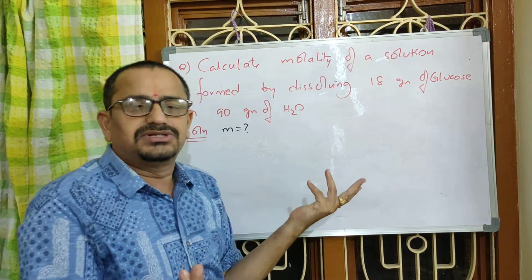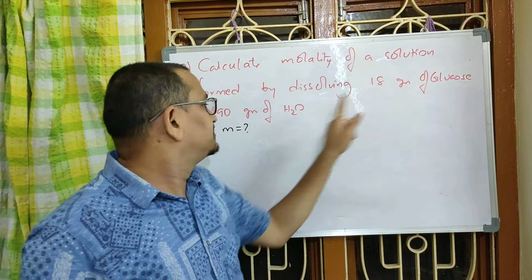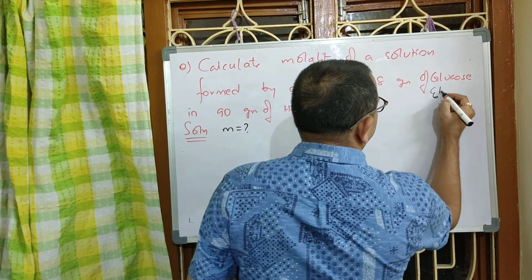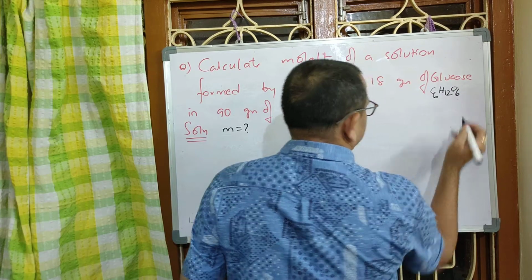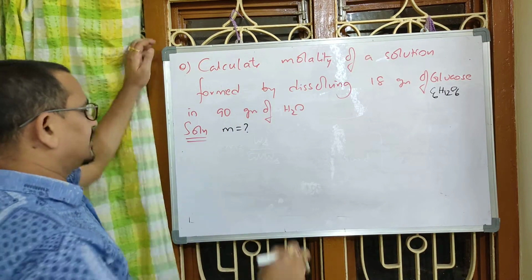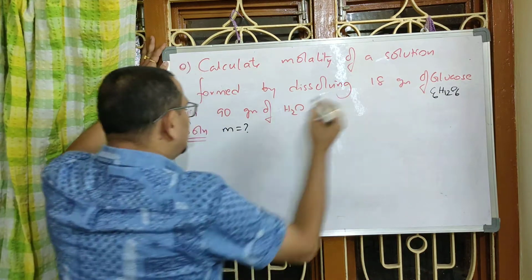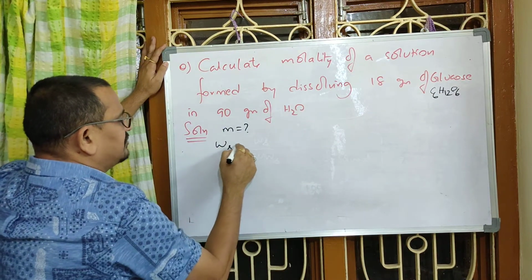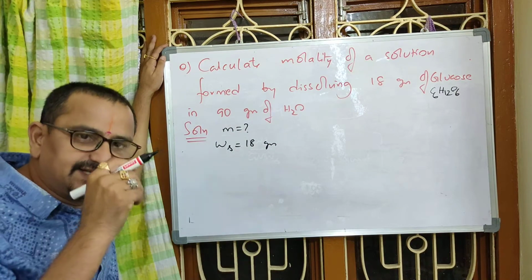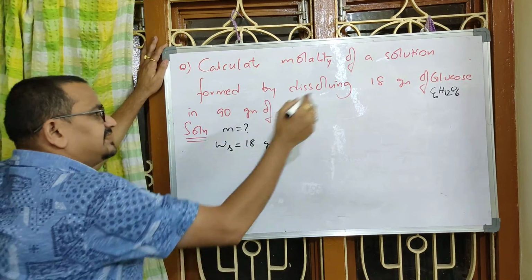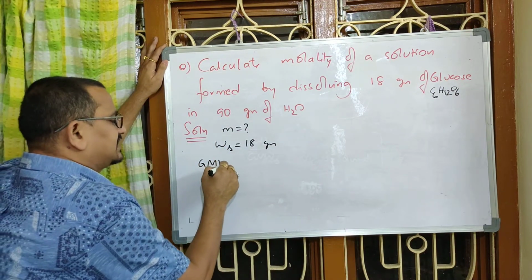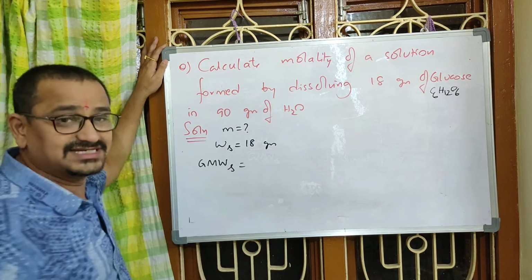Means it's a glucose solution in which glucose is the solute and water is the solvent. What's the molecular formula of glucose? C6H12O6, right? Now, mass of solute, or weight of solute, is 18 grams. And as the solute formula is specified, we can immediately calculate the gram molecular weight of solute, isn't it?